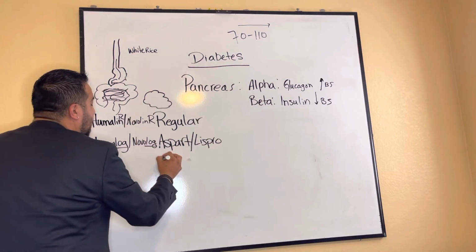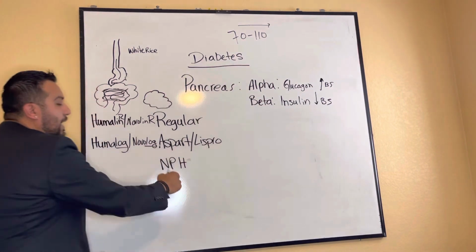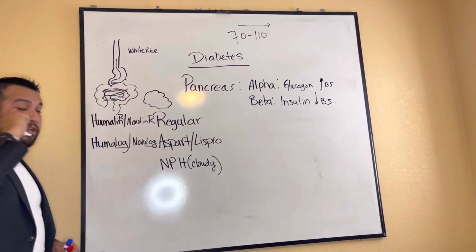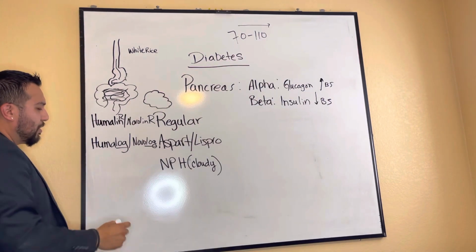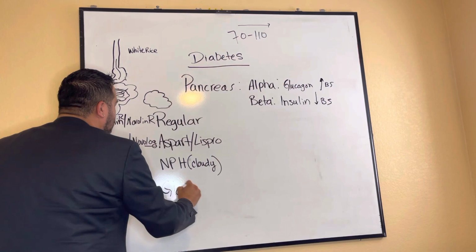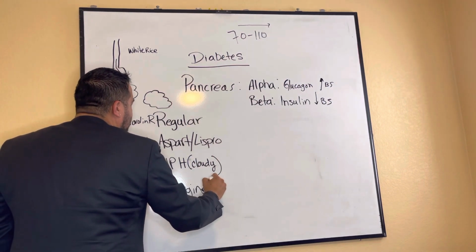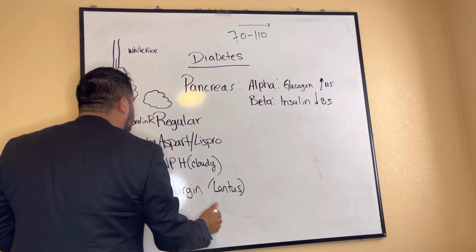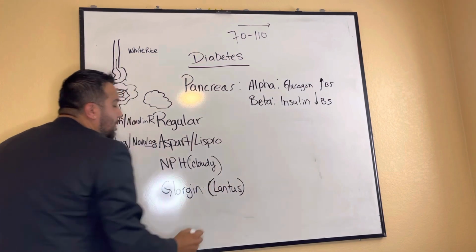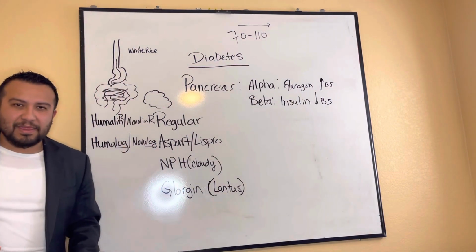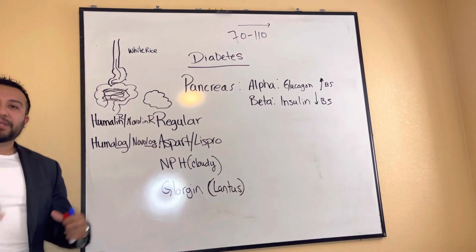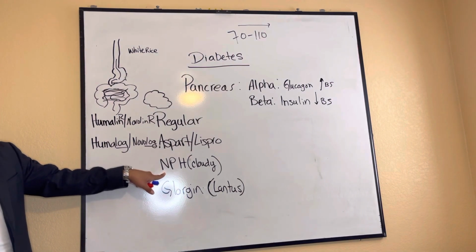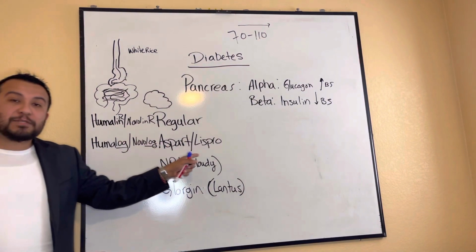And then we have NPH. Okay, NPH is your cloudy insulin. NPH is your intermediate acting insulin. And you also have medications like Glargine or Lantus, same thing. I don't know if there's an E or not. Glargine, yeah, maybe just like that. But there's more insulins than these. But these are the main ones, folks. So you have your long-acting insulins that have no peak. You have your NPH that are considered intermediate, and then you have your regular and Aspart/Lispro.